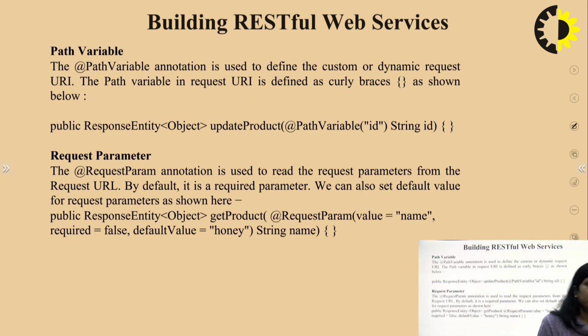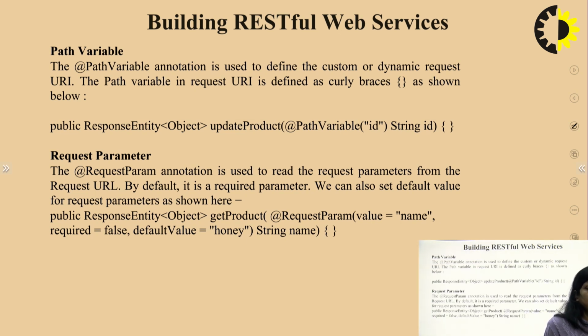Now next is path variable. The @PathVariable annotation is used to define a custom or dynamic request URI. The path variable in the request URI is defined with curly braces. The syntax is public ResponseEntity<Object> updateProduct(@PathVariable("id") String id), and the parenthesis is closed.